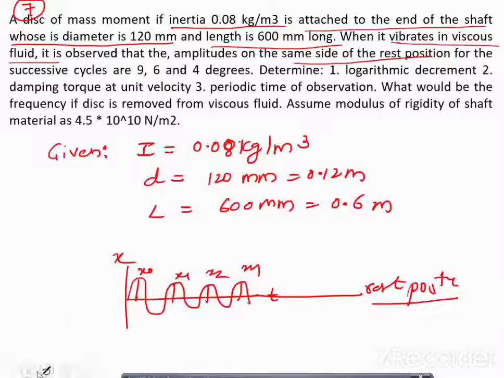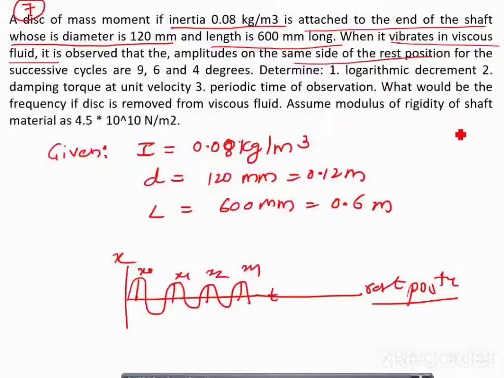So this is what they have given over here. They are saying that successive cycles are 9, 6 and 4 degrees. So 9, 6 and 4 degrees they are saying, right? Determine logarithmic decrement, damping torque at unit velocity, periodic time. What would be the frequency if the disc is removed from the viscous fluid?